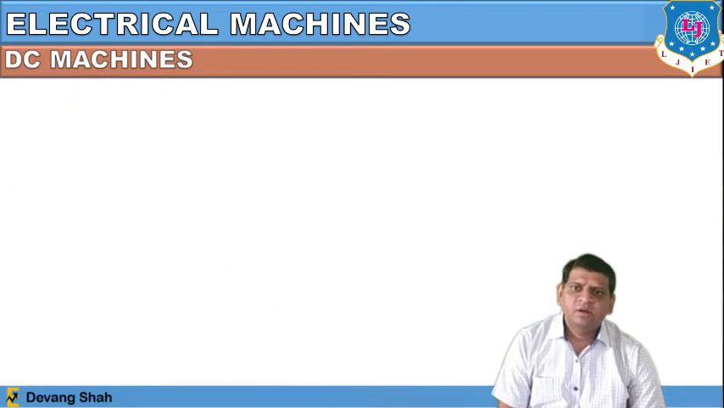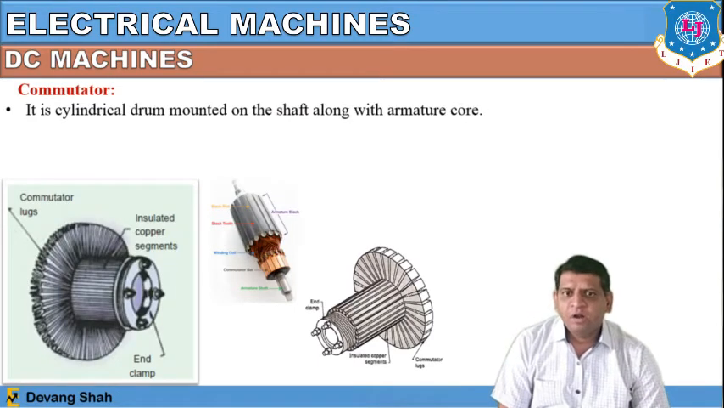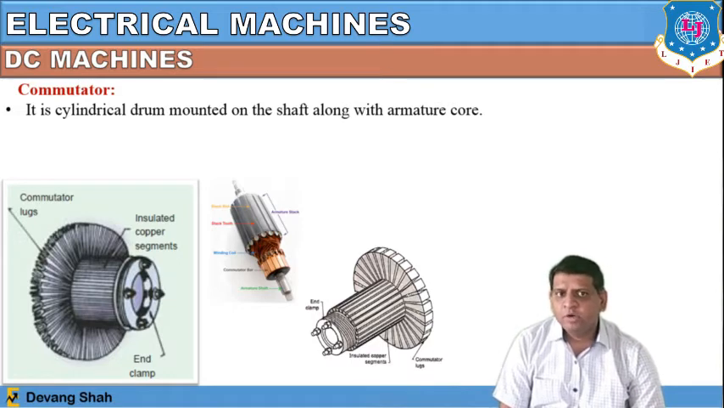From this, let us discuss the commutator, the job of the commutator, and how it is shaped. So here it is a cylindrical drum mounted on a shaft along with the armature coil. So this part is the armature, this is the coil, and this small portion we define as a commutator. If you enlarge this portion, it looks like this, where the commutator lugs and the insulated copper segments are available. So this is a part of the commutator, and it is in a cylindrical drum mounted form.